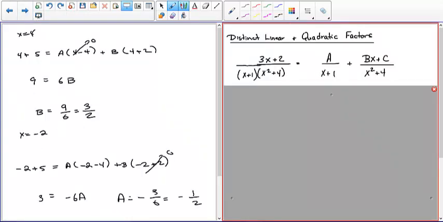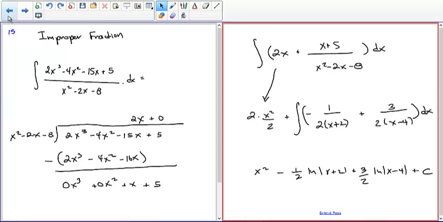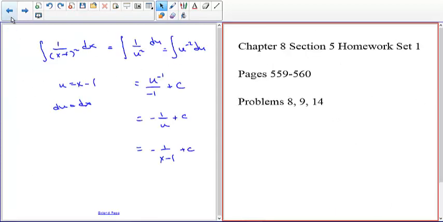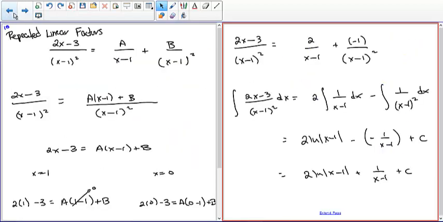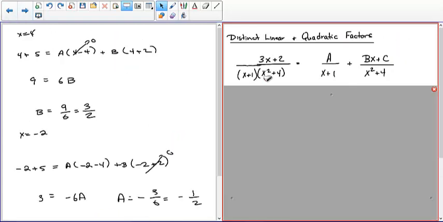Okay, so the next thing is a distinct linear factor and a quadratic factor. Now, thinking about it, up to this point we just had a second order polynomial in the denominator because we got a linear term times a linear term. Same here with repeated linear factors. It's second order. So they're all just second order. Now, when you start to do quadratic factors and a linear factor, if you multiply these out, you're going to end up with a third order denominator.